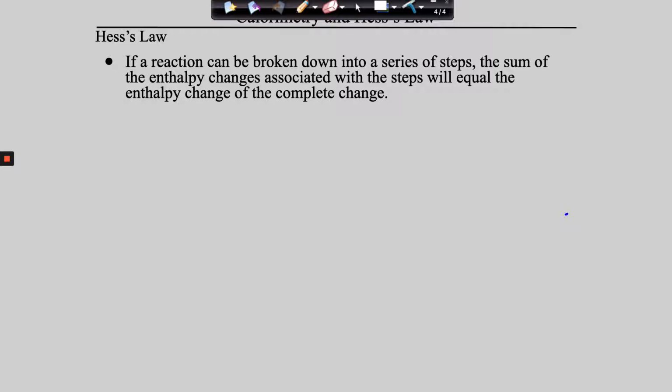So again, if a reaction can be broken down into a series of steps, and you all know mathematically sum simply means to add up. The sum of the energy changes of the steps add up to the energy change of the overall reaction. I think some of you are grasping this idea, but for some of you it's a little bit abstract. So what I want to do is give you a concrete and yet unrelated example of what this means. You guys ready to go?